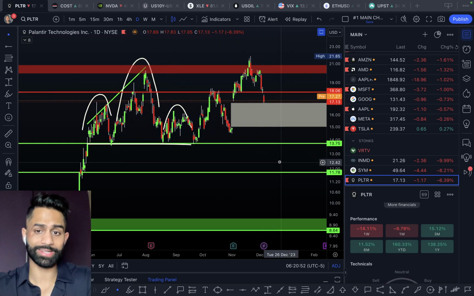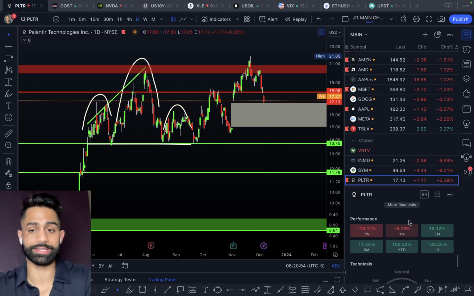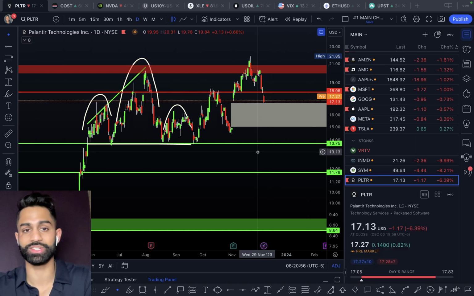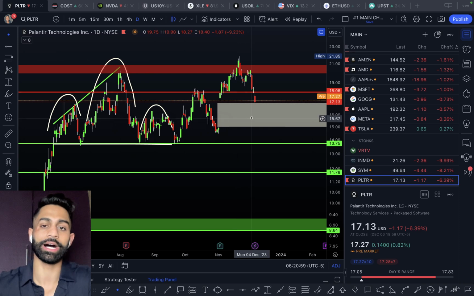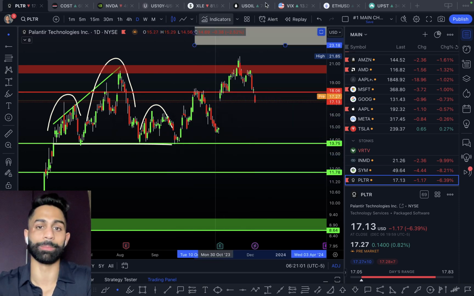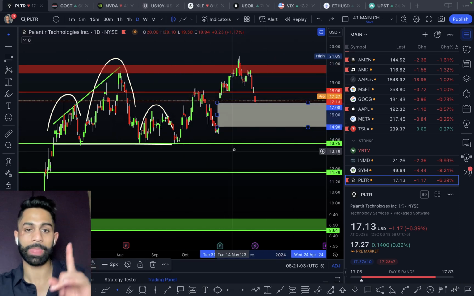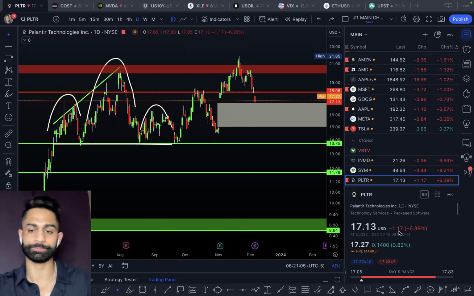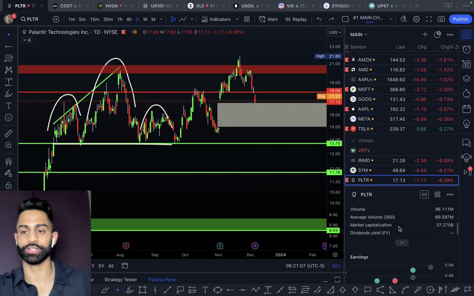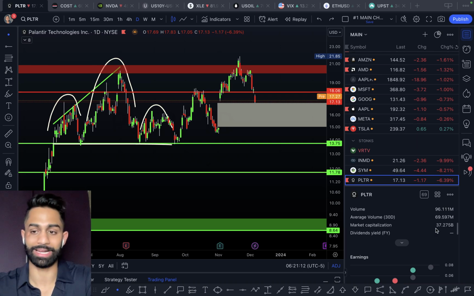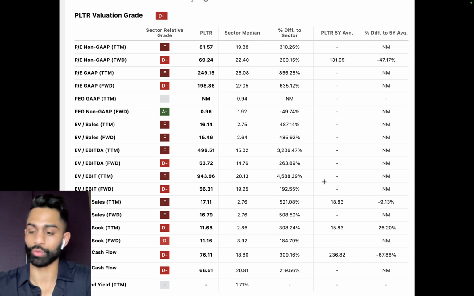So next support is, unfortunately, as crazy as it is, going to be sub $14 at $13.75. And we've also got, like I said, this huge gap to fill for Palantir as well. Now, in terms of a long-term plan with Palantir, right now it's at just under $38 billion market cap, right? That's the market cap right now for Palantir.